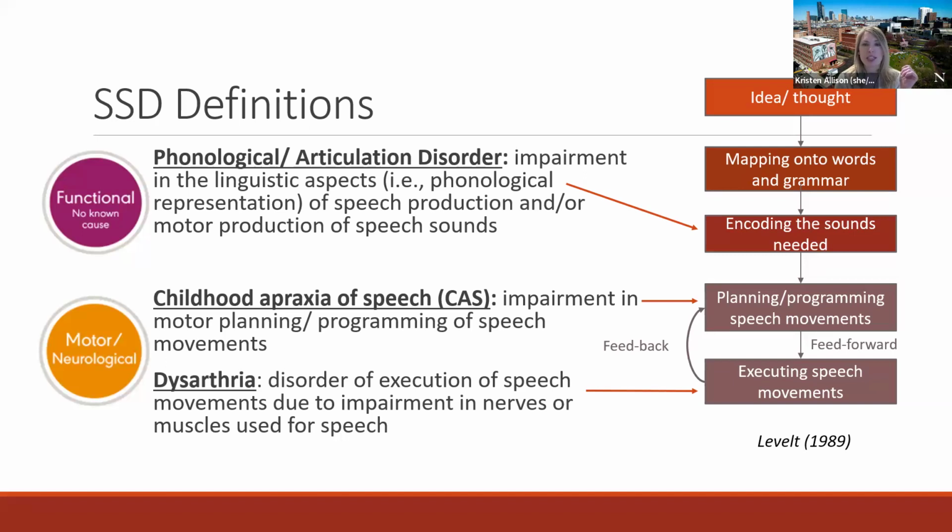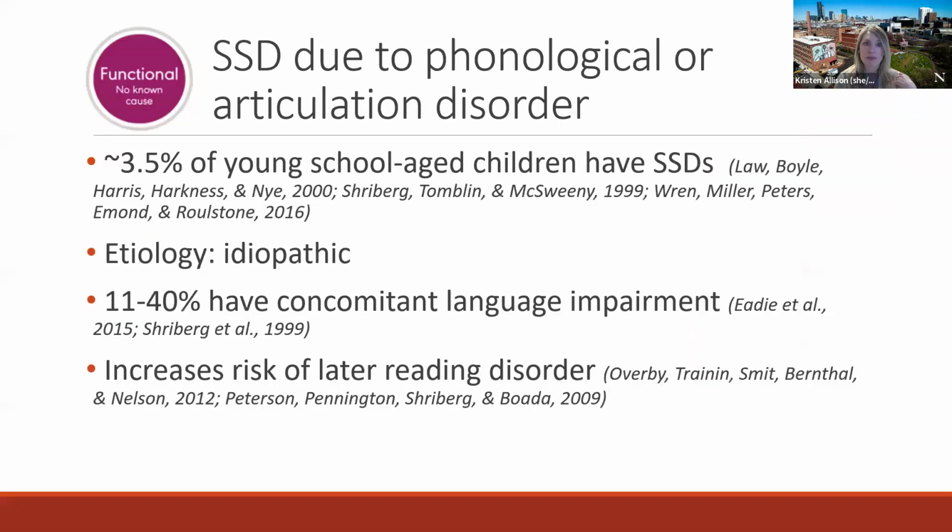Although there are some competing explanations about that level of breakdown. Childhood apraxia of speech and dysarthria are motor speech disorders, and they're hypothesized to be due to breakdowns at the motor planning and execution levels, respectively. There's been a lot of controversy over the years, particularly about diagnosis of childhood apraxia of speech. But the reason that identifying this level of breakdown is important is because the type of intervention needed for motor speech disorders is different from the type of intervention needed for phonologically based disorders.